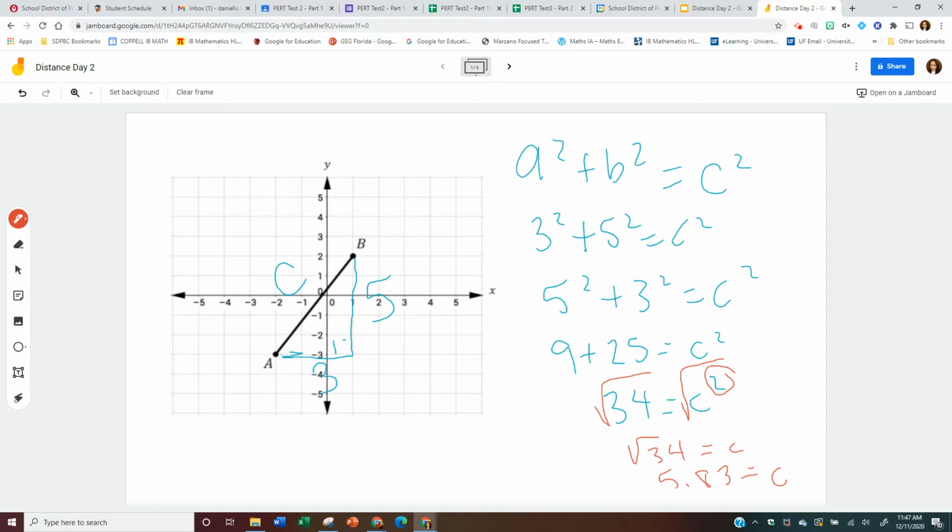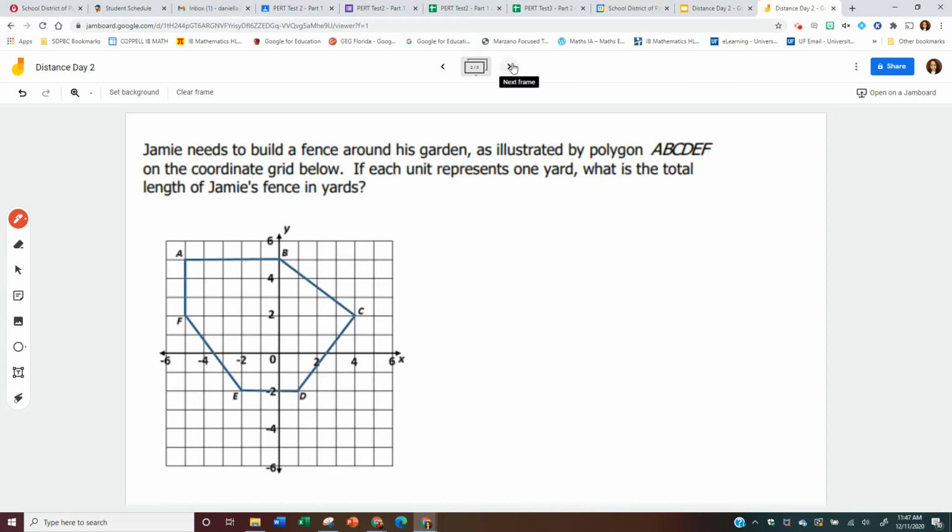Okay, so we're going to take this idea of a distance, and we're actually going to apply it to finding perimeters of shapes on the coordinate plane. Problems like this are things that come up on the SAT, on the ACT, on these really important tests that you might be taking for either high school graduation or because you want to go to college. Okay, so let's take a look at this problem. Jamie needs to build a fence around his garden. That fence is illustrated by the polygon A, B, C, D, E, F in the coordinate grid below. Each unit represents 1 yard.